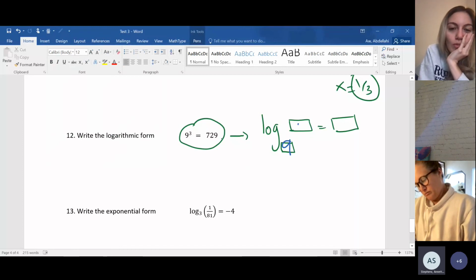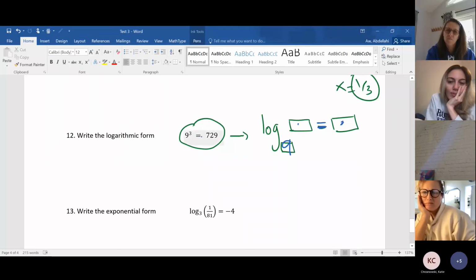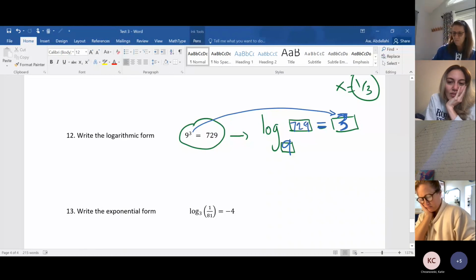Now, between the 729 and 3, which one are we going to put in which case? We have to remember, we said the outcome for the log is always the exponent. This number right here is always the exponent. It's the 3 right here. And then this is going to be 729, right? That was it for the test number 3.